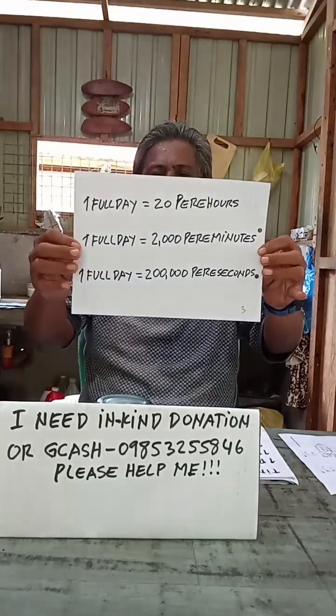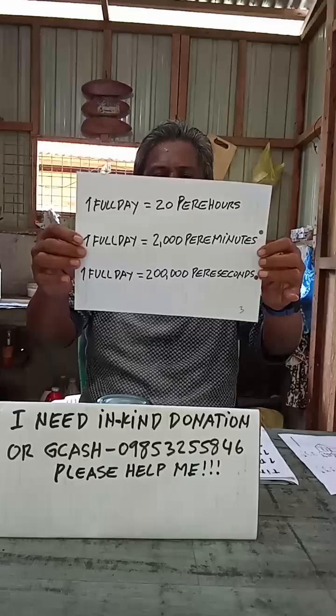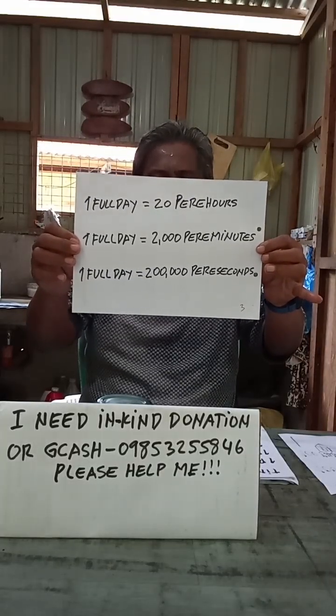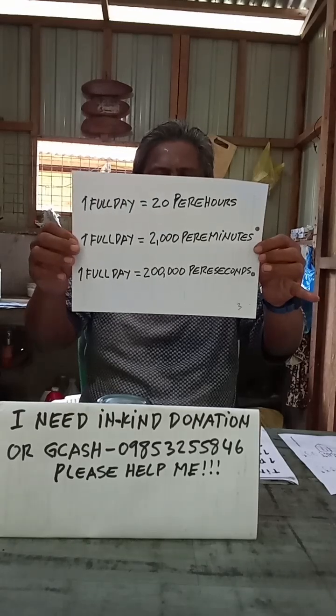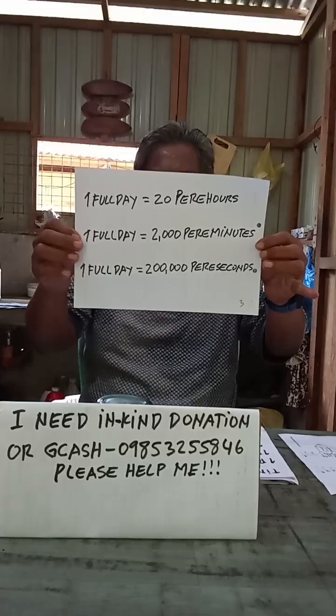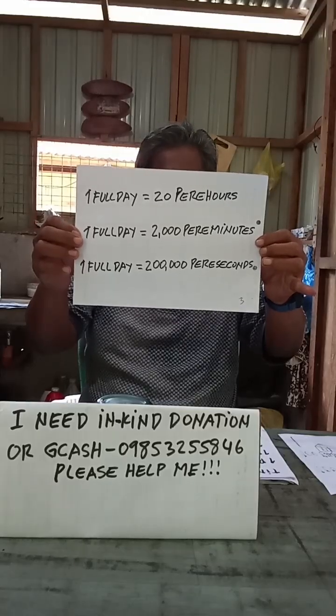And the 1 poldy of the Peregrino Sienes Time is 20 per hours. Again, 1 poldy is equal to 20 per hours. 1 poldy is equal to 2,000 per minutes. And 1 poldy is 200,000 per seconds.